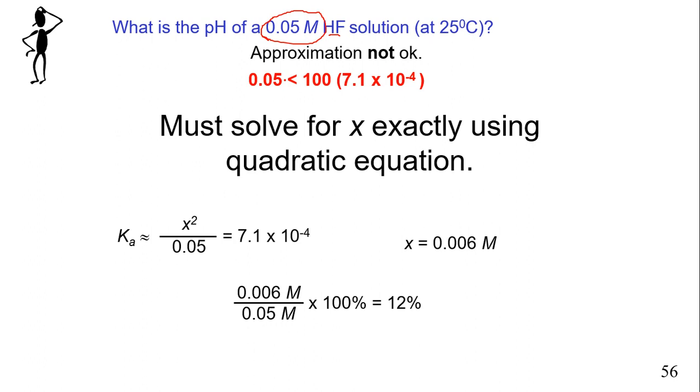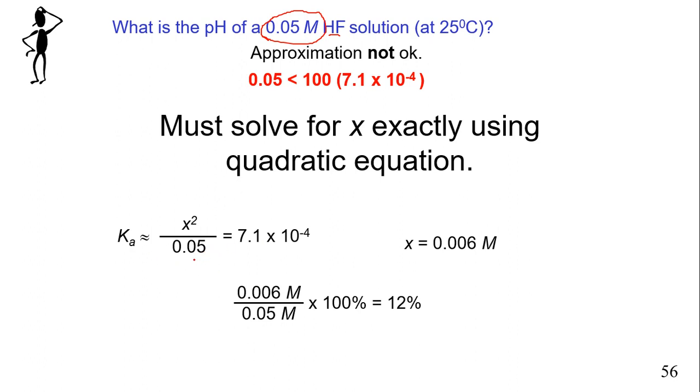It turns out that this C0 is less than 100 Ka, greater than 100 Ka, remember that? Well, in this case, C0 is not greater than 100 Ka, because multiply 100 by this and it becomes 0.071. Well, 0.071 is greater than 0.05, or 0.05 is less than this number. So I can no longer neglect this X on the bottom.